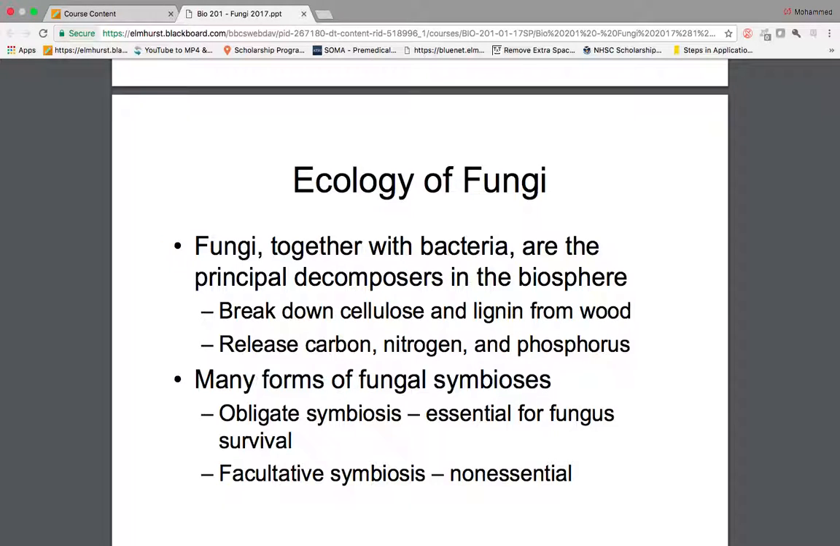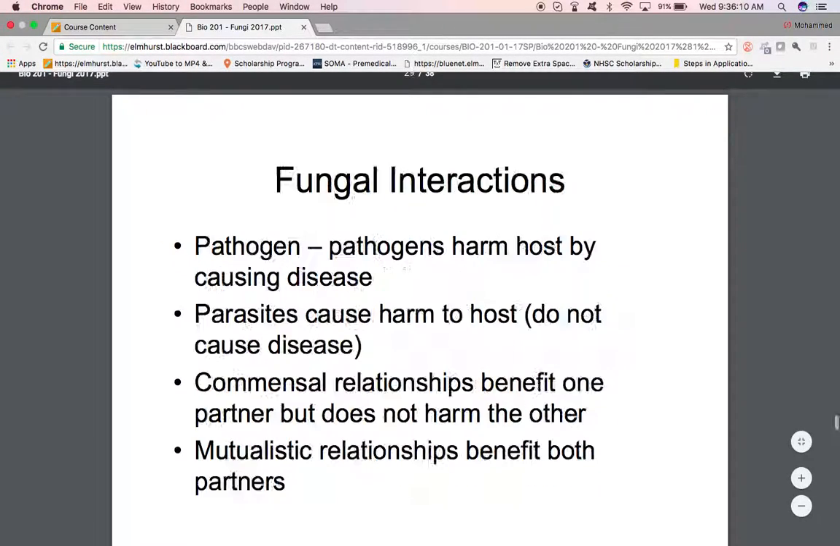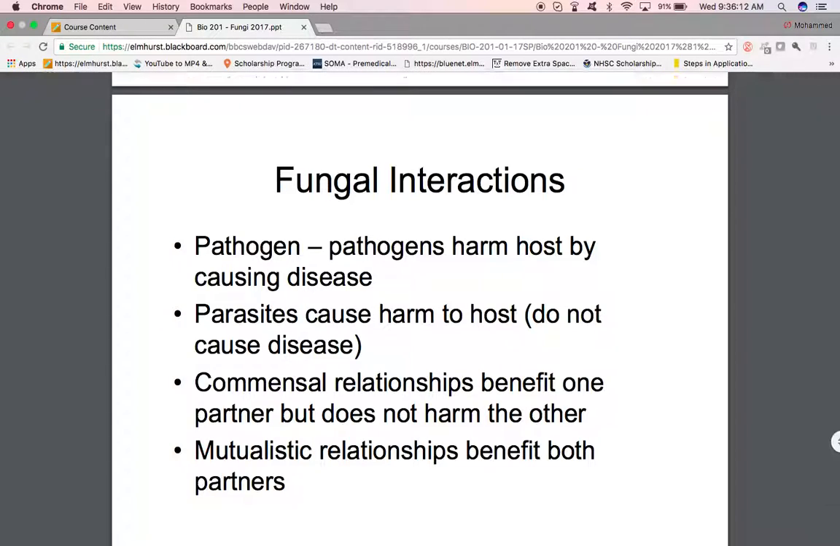They're also important because we've got things like pathogens. There are human diseases that are caused by fungi. They're also important because they may exist as parasites. They may exist commensal. They may exist mutualistic. All the kinds of ecological interactions we talked about in the first unit, fungi are in those interactions. There's even carnivorous fungi.